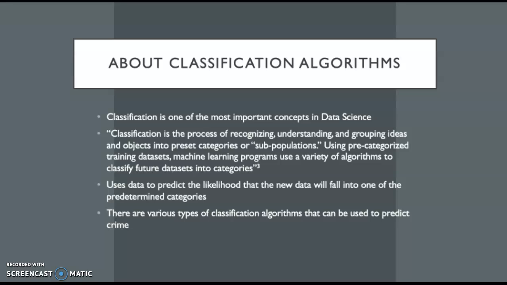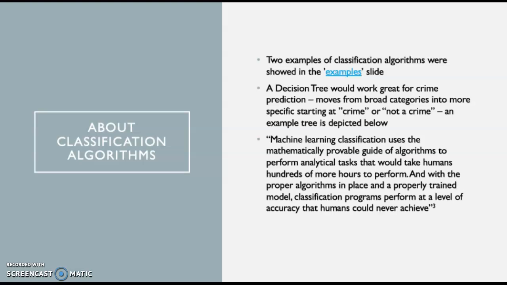And there are various types of classification algorithms that can be used to predict the crime. They have multiple types, and all of them work a little differently. So a little more about classification algorithms. Two examples were shown in the example slide, so you can look back there. A decision tree would work really well for crime prediction because it moves from broad categories into more specific ones. Machine learning classification uses mathematically provable guide of algorithms to perform analytical tasks that would take humans hundreds more hours to perform. So using these algorithms and using them properly, we can really use them to our advantage with solving crime.